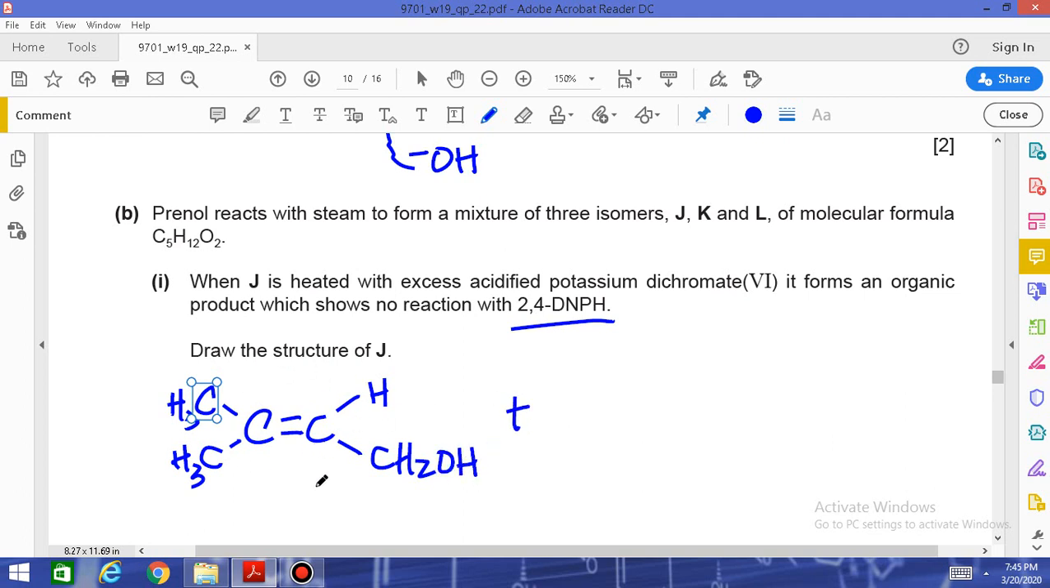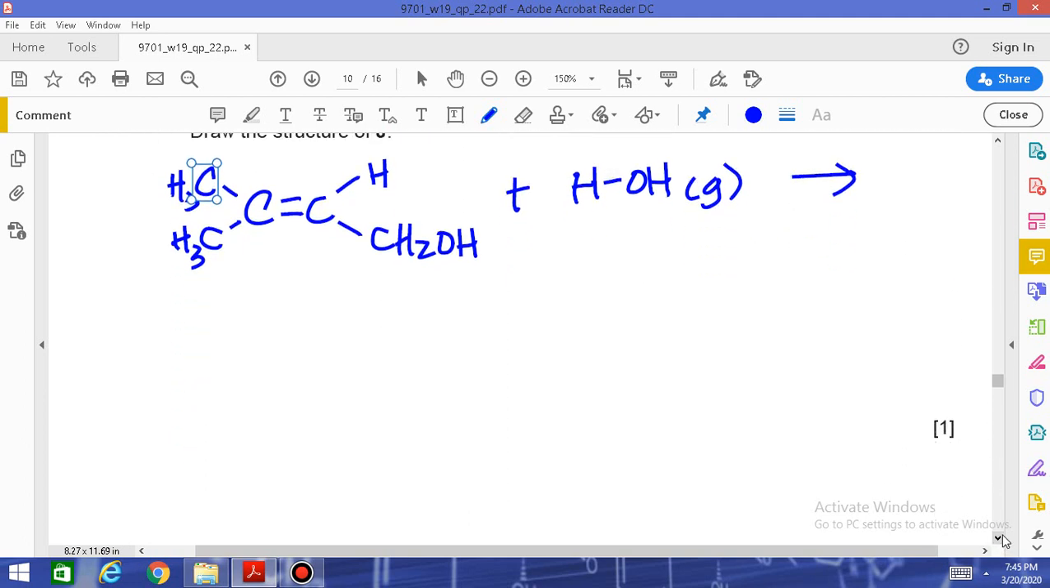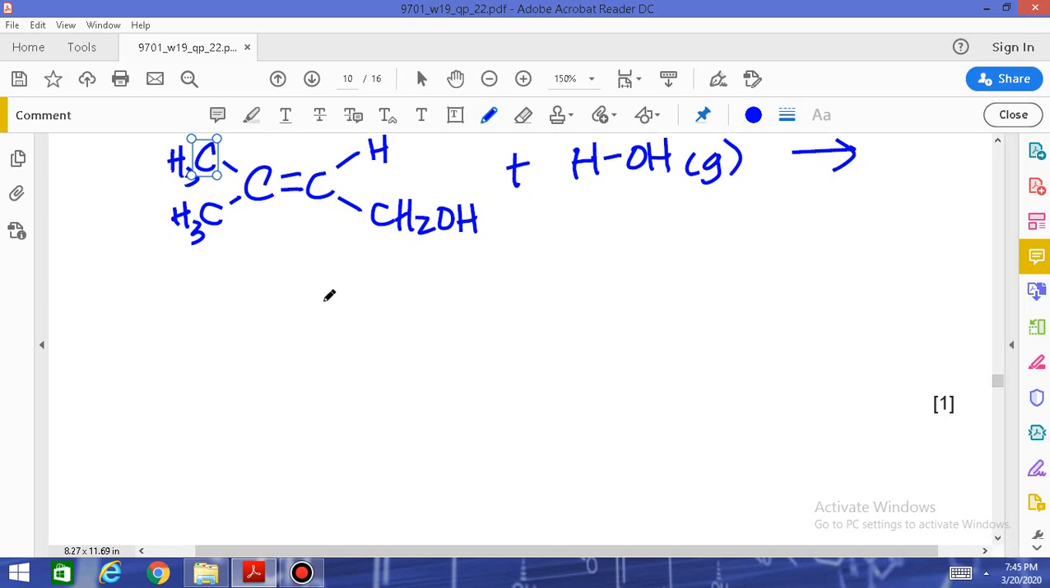Okay, when it's reacted with steam, there are two different products. Two different products are formed. Look at this alkene. This alkene is an asymmetrical alkene. Why? Because its carbon atom from C double bond C from the alkene is bonded to different functional groups.